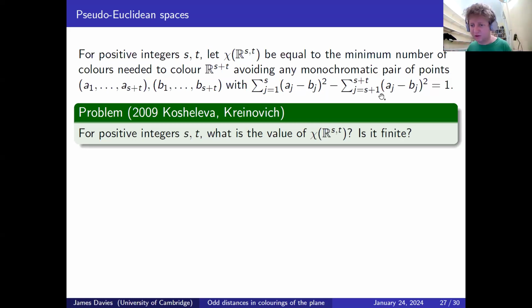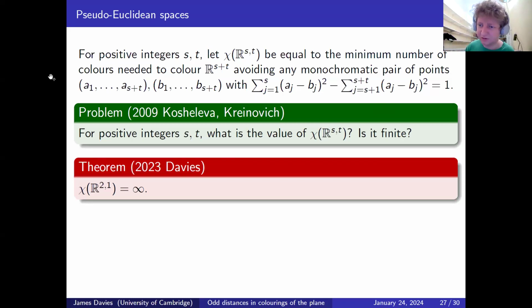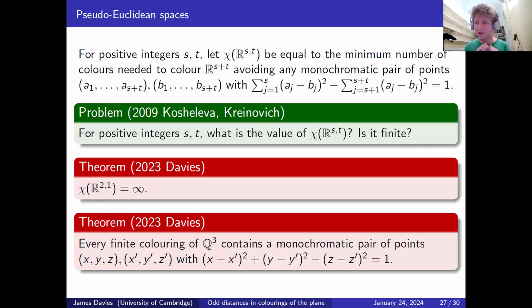And then you can ask some analog of a Hadwiger-Nelson problem: what is the chromatic number of the unit distance graph of these things? This was asked about 15 years ago. And then one other application of these methods is you can actually say that as long as you have at least two spatial dimensions and one time dimension, then again, the chromatic number of this unit distance graph is going to be infinite. And actually, you can do something a bit stronger. Instead of just looking at these points in R3, we can look at the rationals cubed. So in any finite coloring of the rationals cubed, we can find a monochromatic pair such that the square of the difference in the first coordinate plus the square of the difference in the second minus the square of the difference in the third is equal to 1.